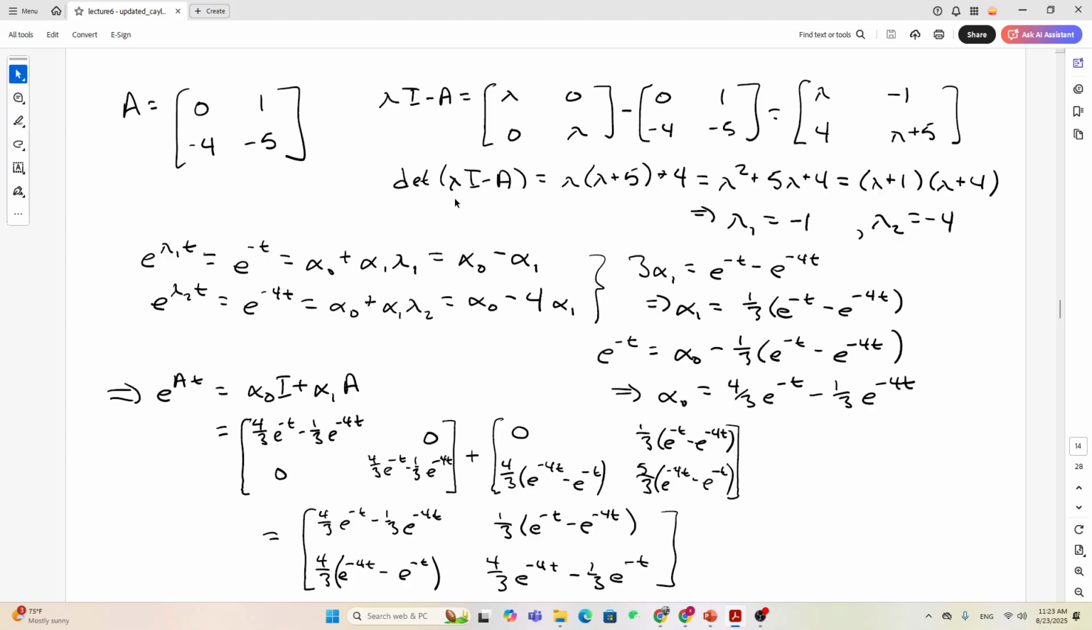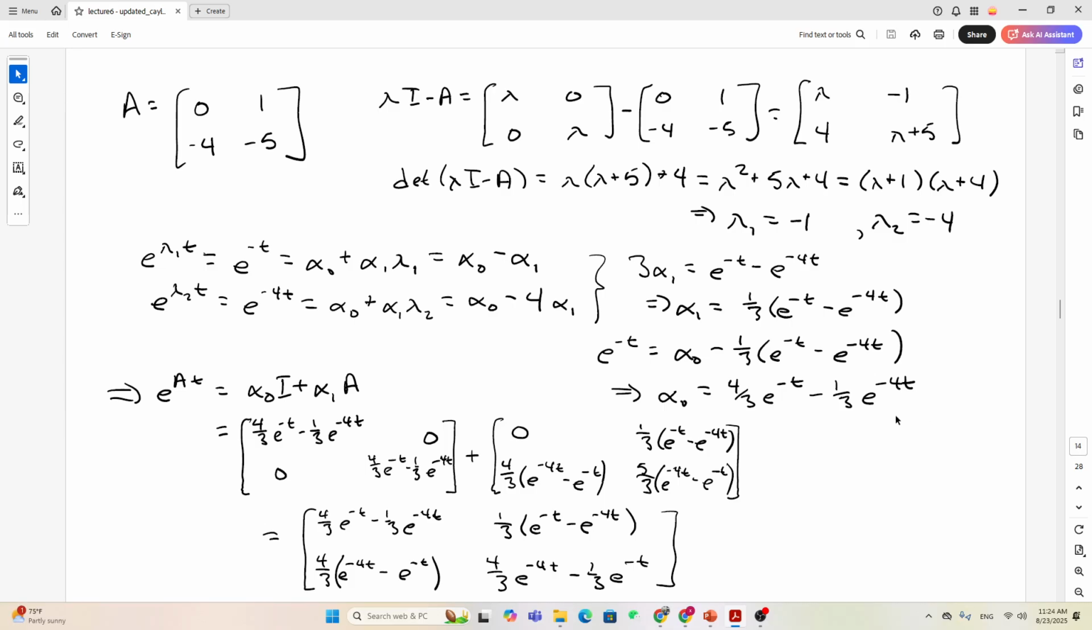So let's come back. That means if you plug in lambda 1, which is minus 1, e to the power minus t equals alpha 0 plus alpha 1 lambda 1. Similarly, we also have lambda 2, so 2 equations, 2 unknowns, which means you can solve for alpha 0 and alpha 1. If you solve for alpha 1 and alpha 0, you can substitute into the equation for e to the power A times t, which is alpha 0 times identity plus alpha 1 times A, right? Since we already know alpha 0 and alpha 1, and we also know A, you can definitely get the matrix exponential. That's not difficult. So that's step 1.